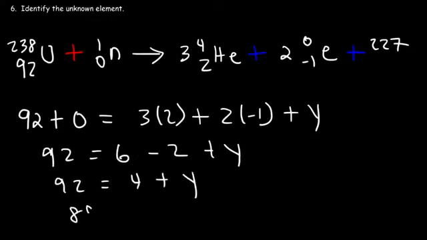92 minus 4 is 88. So that's going to be the atomic number of the element, and that corresponds to Ra, radium. So that is the unknown element in this example.